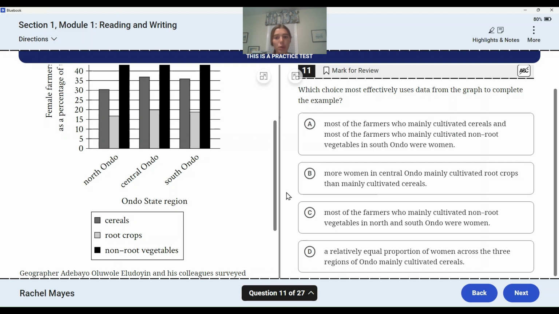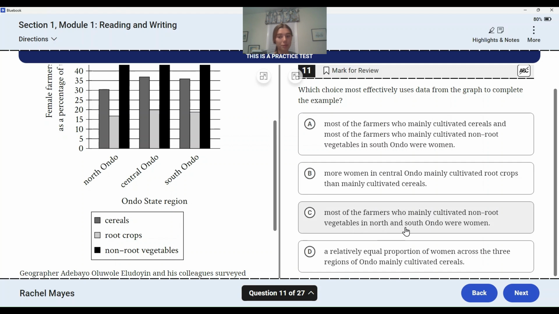It's not talking about who was the majority. It's comparing 2 back. That's not what we're looking for. It says most of the farmers who mainly cultivated non-root vegetables in North and South Ondo were women. That's exactly what we were looking for.